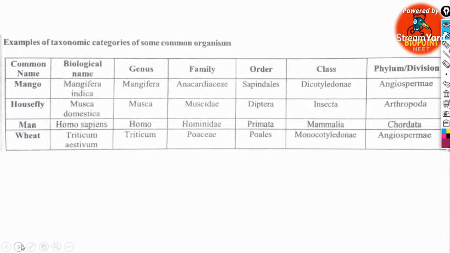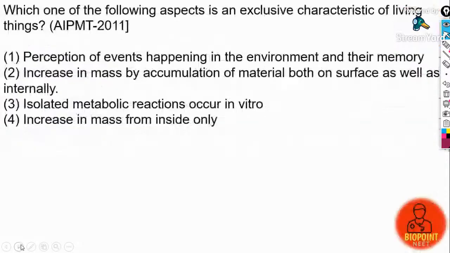Next, this is some taxonomic categories again, given about genus names, family name, order, class, phylum, all those things. Just leave them in your way. Okay, this is what we are starting the questions with.